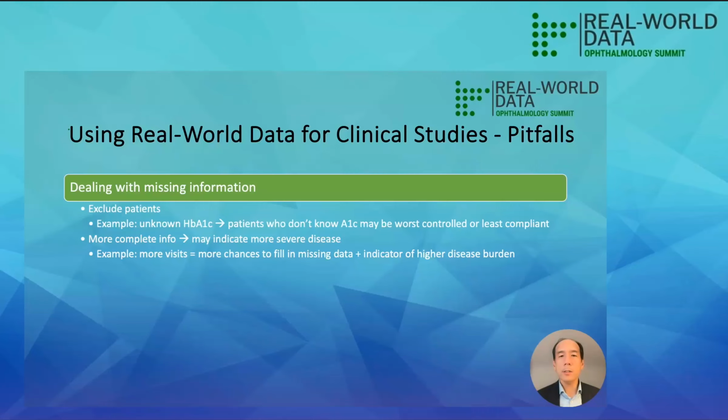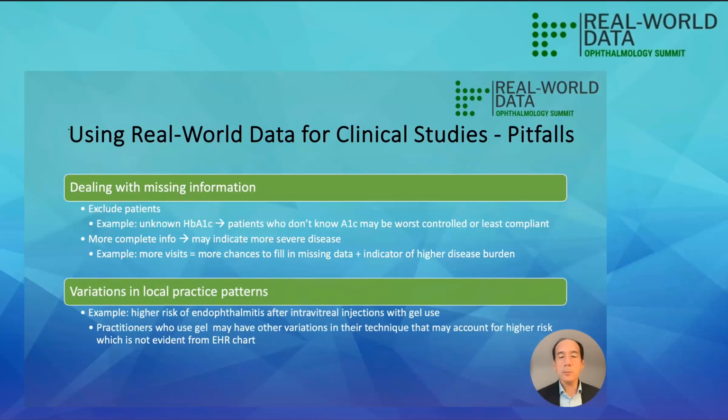However, we may be excluding the least compliant patients with the worst control who just don't know that number and therefore end up with patients who are generally more compliant and are living better lifestyles, which may skew the findings. Additionally, if we're only including patients who have all the fields we want, it's possible we may be selecting patients with more severe disease who happen to come to the office more often as a result of being more symptomatic.